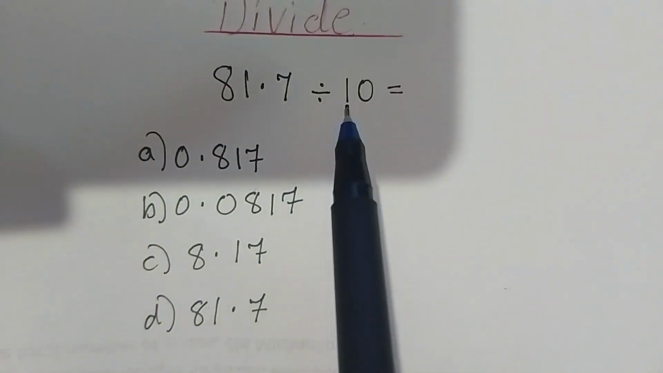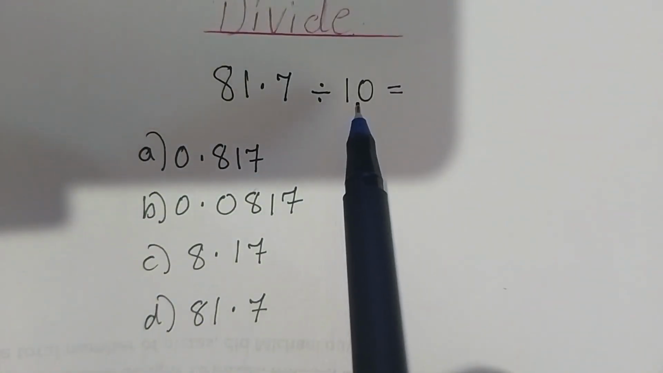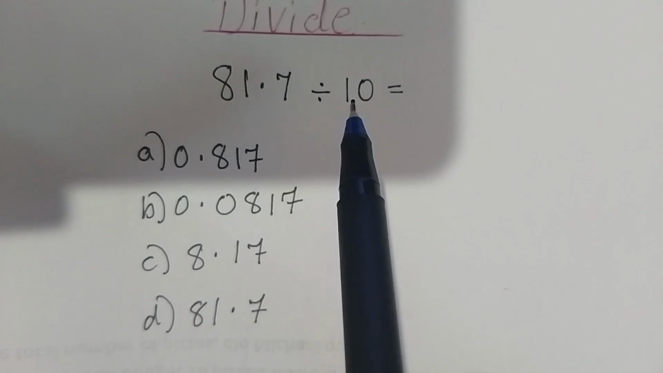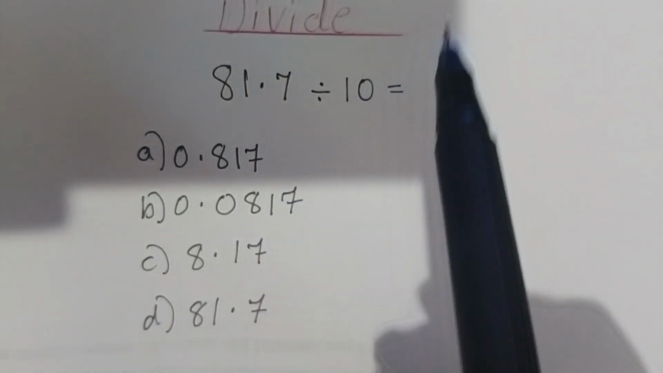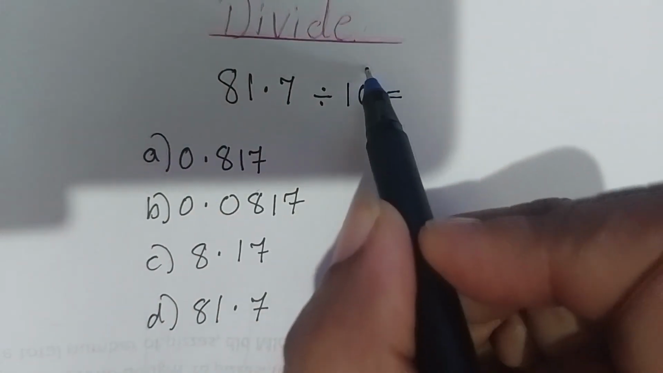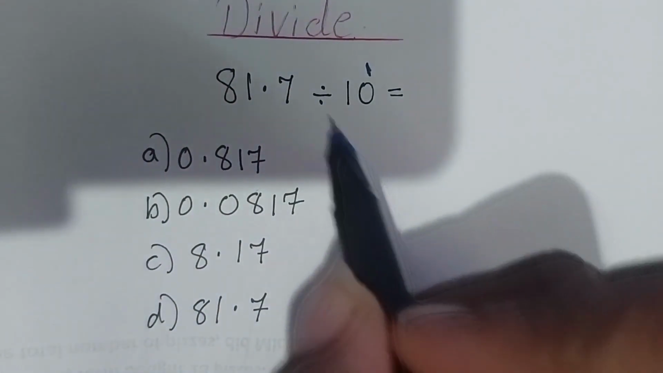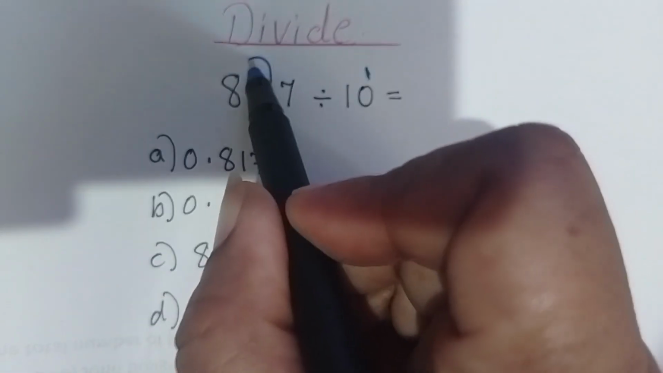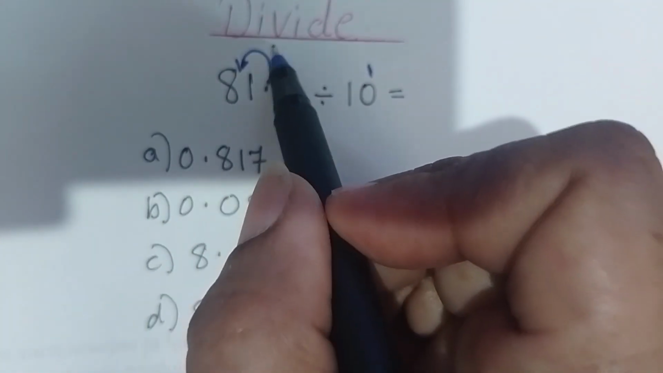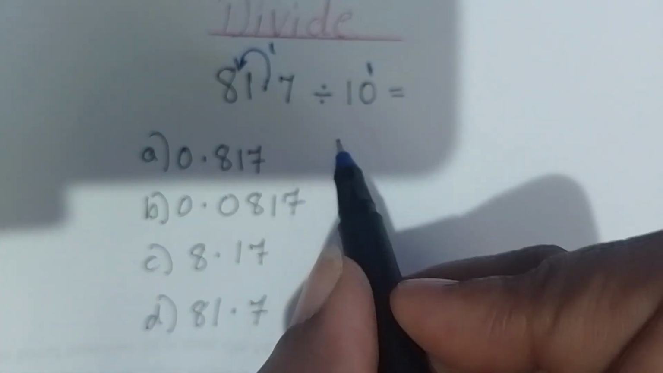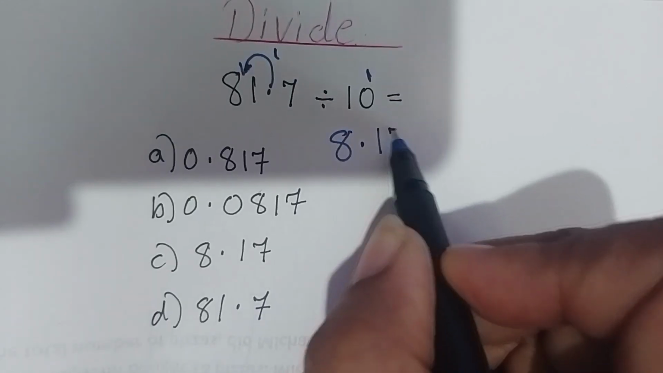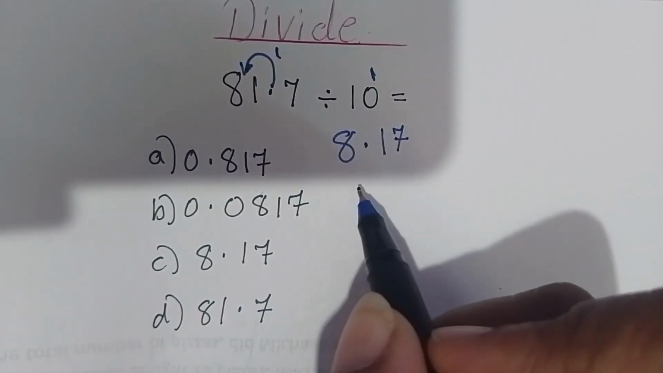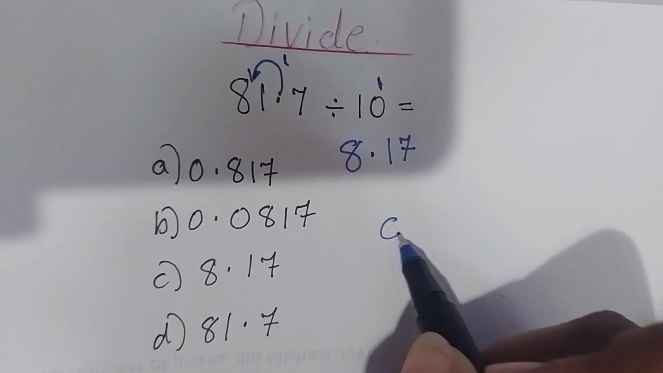Now look at the number 10, it has only 1 zero. That means we move our decimal point 1 place to the left. Let us do it. 10 here. So we'll move this one to the left 1 place or 1 step. So the answer here will be 0.17, which is C.